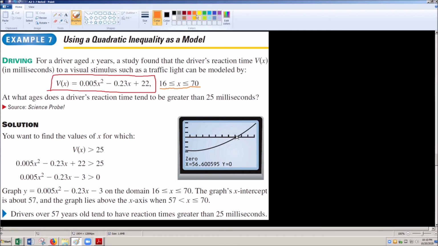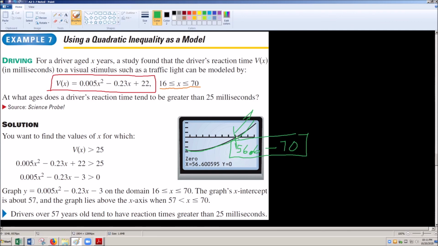What we would end up doing is graphing this thing. The graph looks something like this. At this point right here, we see it crossing over, and this is at approximately 56.6. From 56.6 onwards, we see this thing is going up. So from 56.6 all the way to our max, which is 70, is where this is above that threshold.